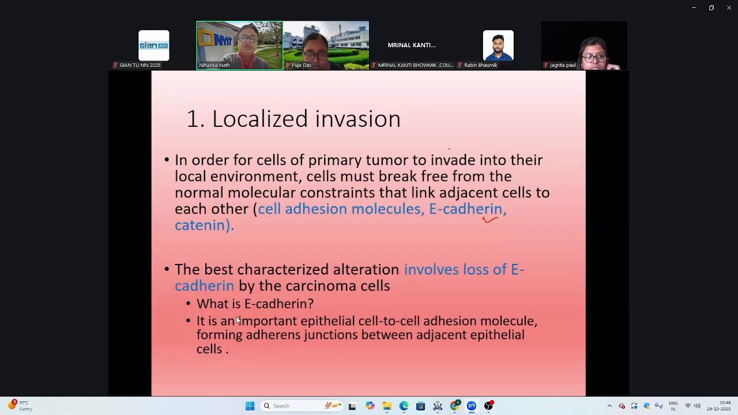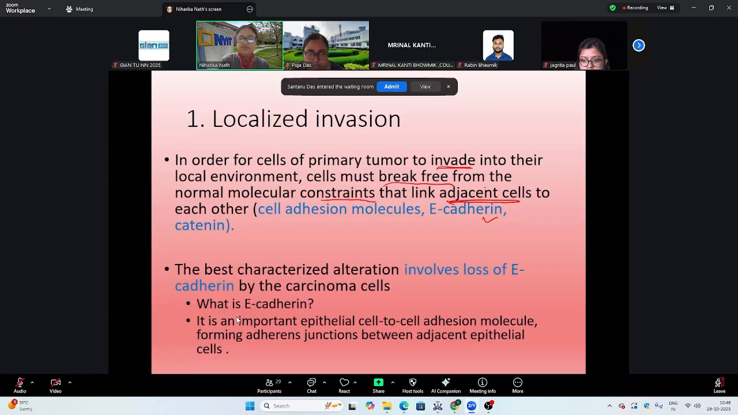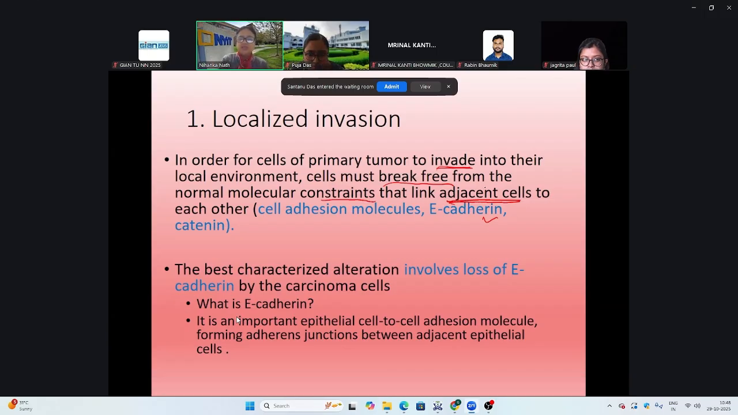So in order for invasion to take place, for them to invade the local environment, the cells have to break free from their location. They have to come out of that basement membrane. Remember, epithelial tissue basement membrane. And so they have to break from all those constraints that link them to the other cells. They have to be able to break away from those cell adhesion molecules. So they have to manipulate the cell adhesion molecules. And which are these cell adhesion molecules?